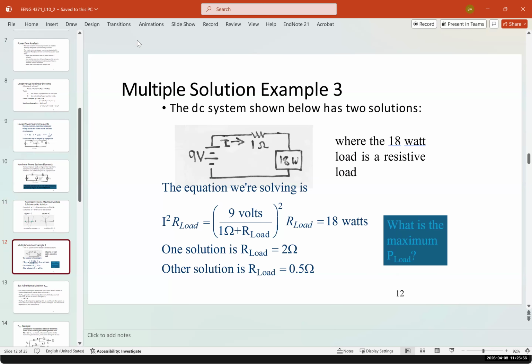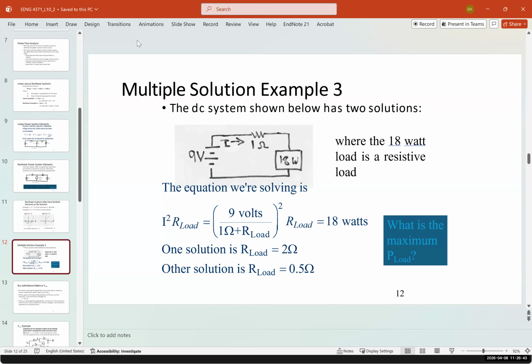This is an example of a multiple solution case. The DC system shown below has 2 solutions, where the 18-watt load is a resistive load. The equation we are solving, I squared R load, is going to be V squared over R times R, which gives us 18 watts. So one solution R load is 2 ohms. The other solution R load is 0.5 ohms. Now, what is the maximum load? The maximum P load is when you have the minimal R load. So when you put 0.5, you can get the maximum load here as well.